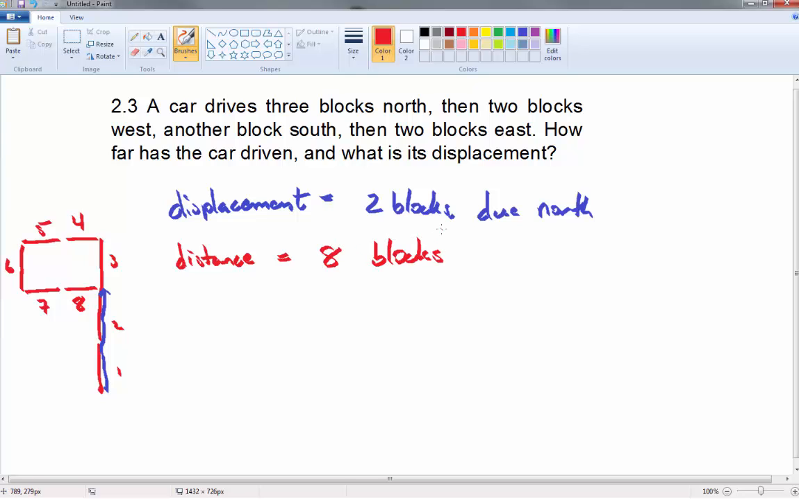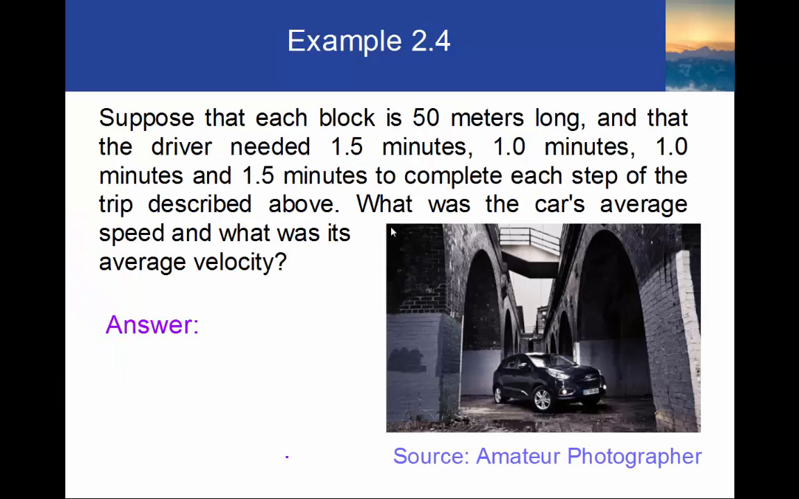Notice that it doesn't have any particular direction, because distance is a scalar and therefore there is no direction associated with it. As a continuation of that question, it says, what if each of these blocks is 50 meters long? And let's say that the driver needed 1.5 minutes, 1.0 minutes, 1.0 minutes, and 1.5 minutes to complete each step of the trip described above.